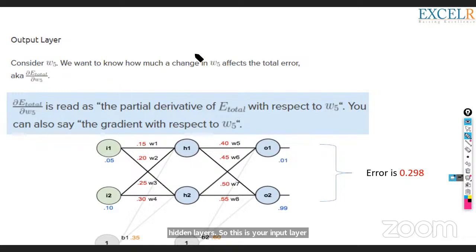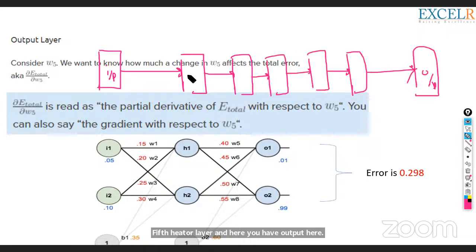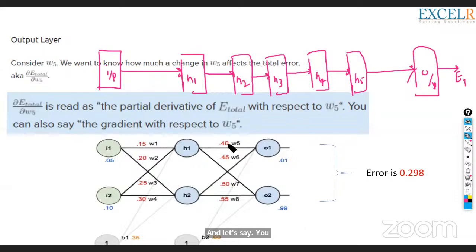Let's say this is the first hidden layer, second hidden layer, third hidden layer, fourth hidden layer, fifth hidden layer, and here you have an output layer. So in this case, hidden layer 1, hidden layer 2, hidden layer 3, hidden layer 4, hidden layer 5. If you want to optimize the weight values, and let's say you want to optimize these set of weights or these set of weights.